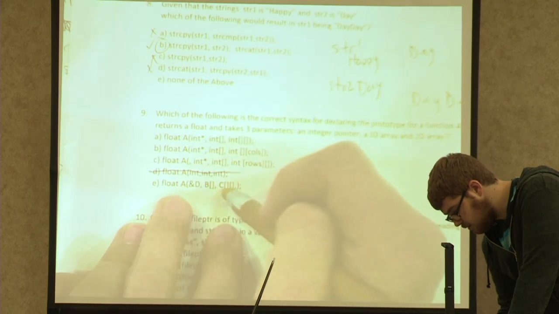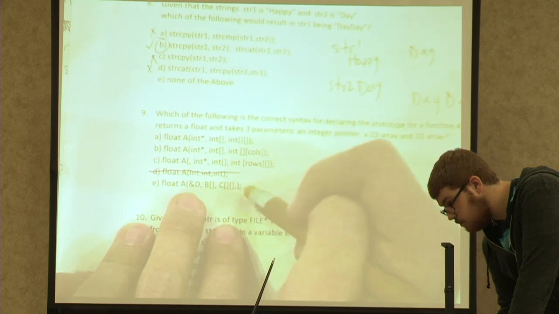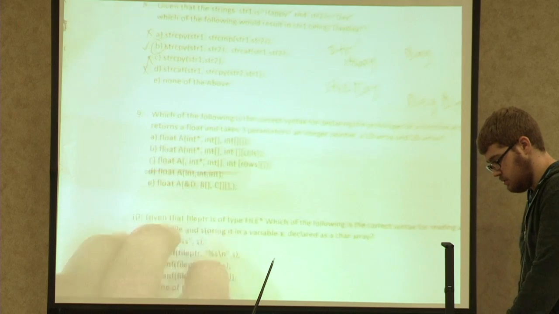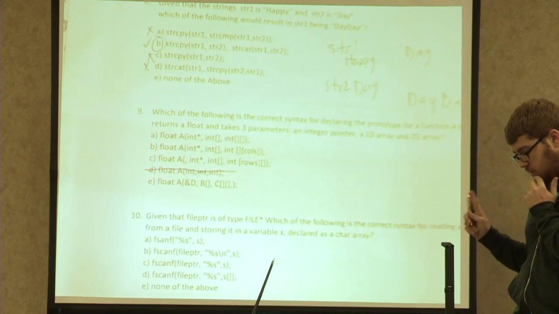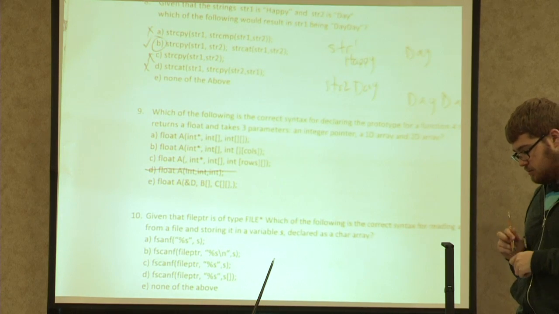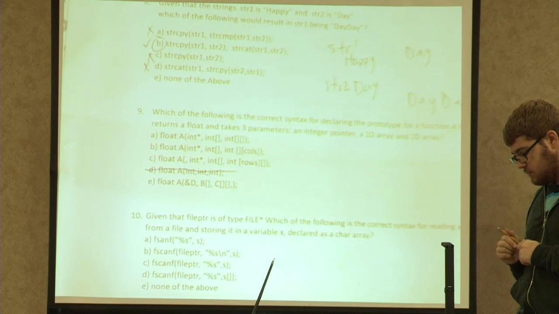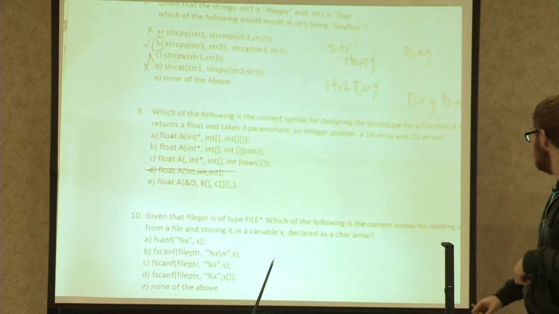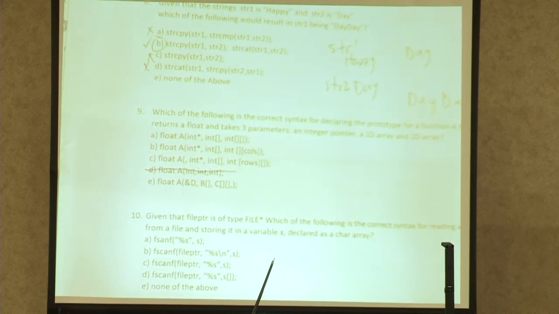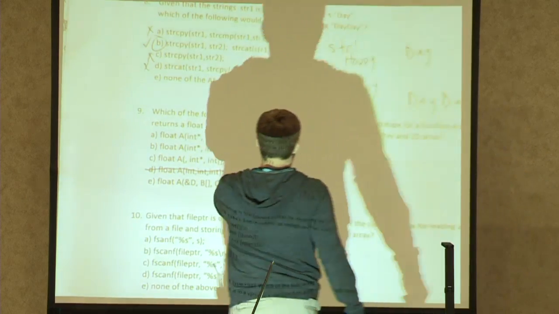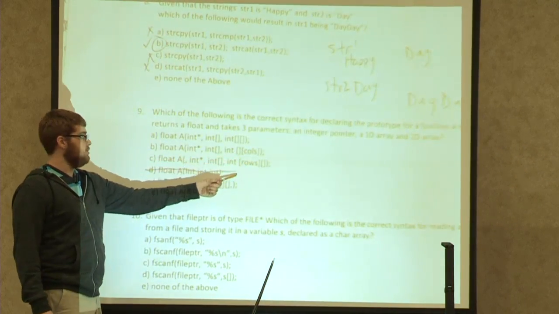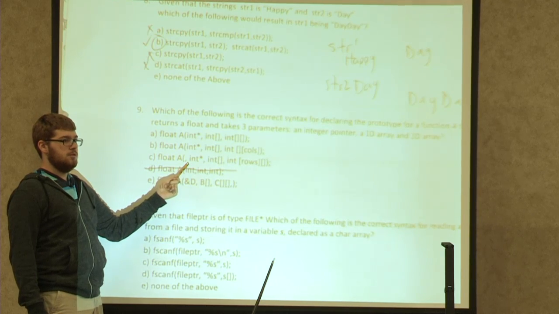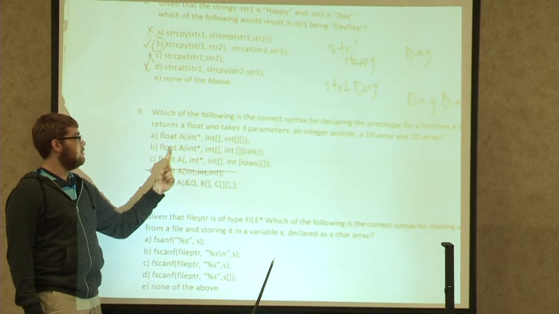When you declare a 2D array, you need at least one of the dimensions to have a starting point. So that one has columns, this one has rows. What's the difference between these? These two are basically the same thing but swapped. This one says columns, this one says rows, but this one has an extra comma. So this one's wrong. So B would be the answer.